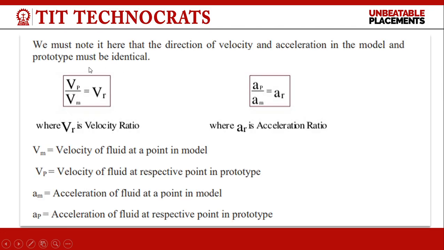So Vp upon Vm is known as velocity ratio. Similarly, Ap upon Am is known as acceleration ratio, where Vm denotes the velocity of fluid at a point in a model. Similarly, Vp is the velocity of fluid at the respective point in prototype. Am is the acceleration of the fluid particle in a model, and Ap is the acceleration of fluid at the respective point in prototype.